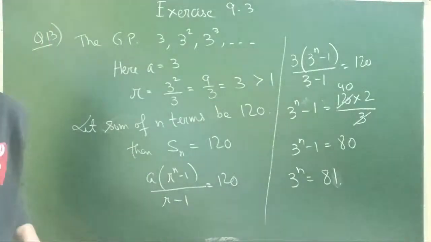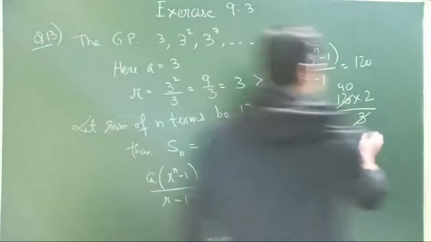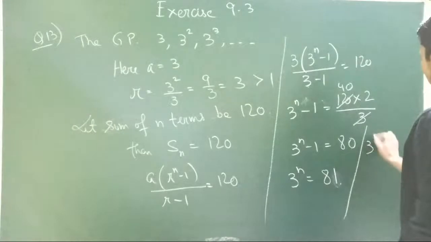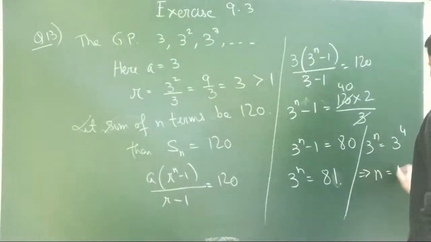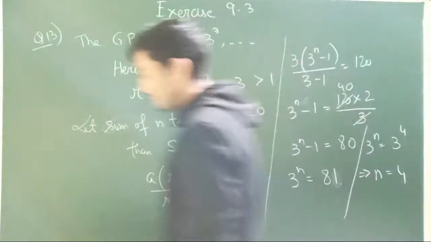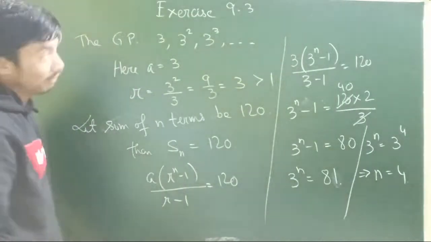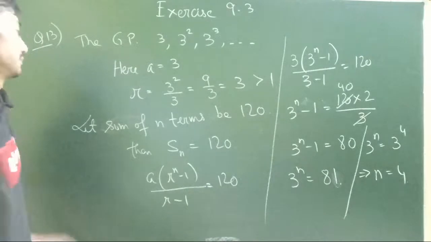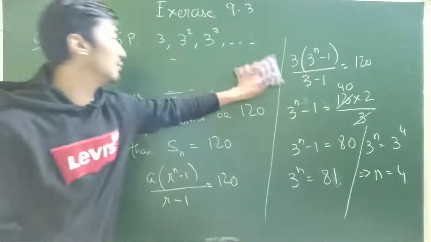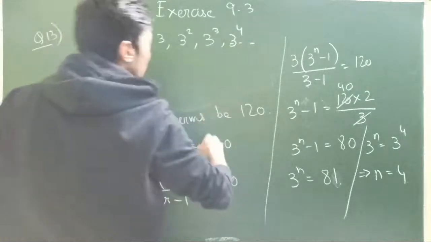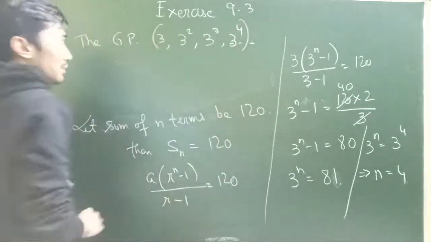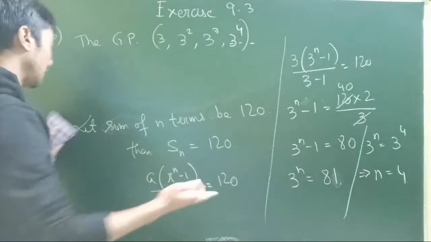I think you're done. I'll just write here. So that will be 3 power n is equal to 3 power 4. That implies n is equal to 4. That means the sum of 4 terms will give us the sum 120. We can check that for ourselves. Sum of 4 terms means first, second, third, and the next is going to be 3 power 4. So these 4 terms combined will give us 120. We can do a quick check on that.